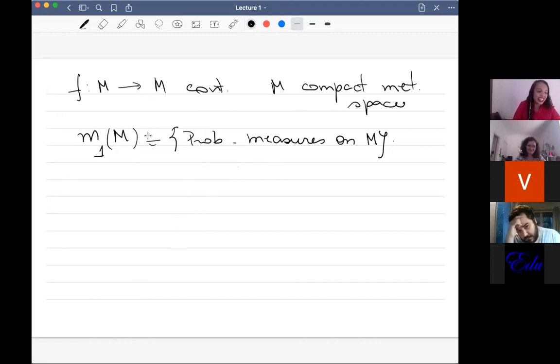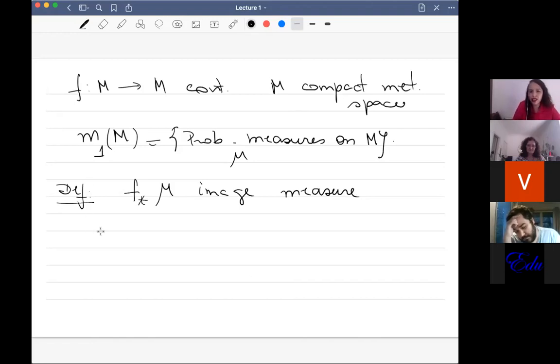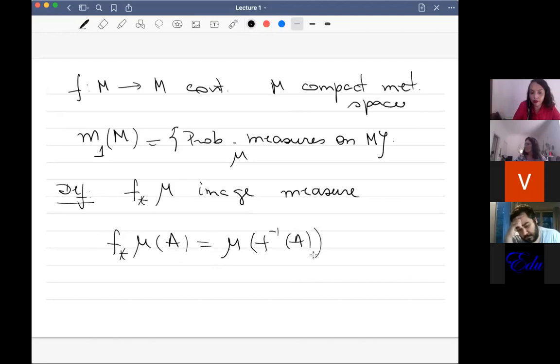So we denote by M1 of M all the probability measures mu on M. And I'll make the following definition. F star mu, for a probability measure mu, I call the image measure. It's also called the pullback or push forward measure, but I always confuse which one it is, so I call it the image measure. We define it in the following way. For each set A, the image measure is simply the measure of F minus one of A.